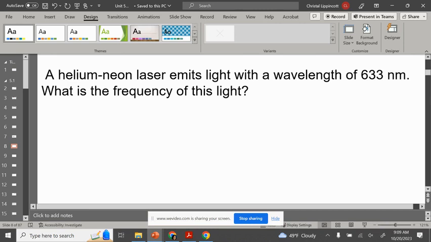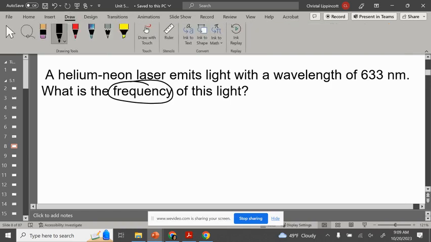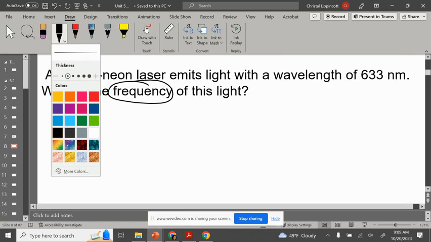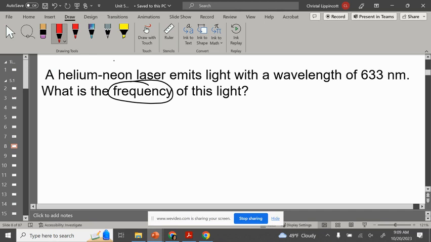All right. So we are trying to find frequency here. I want to change my color here. Black. I already got that color. Let's do blue for now.